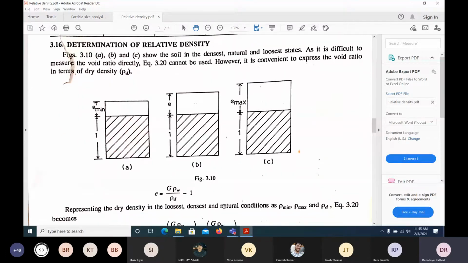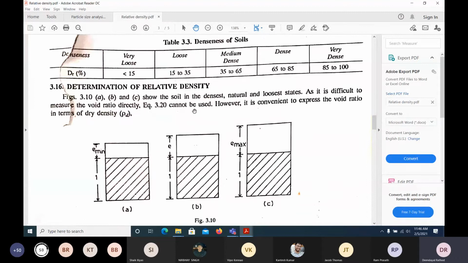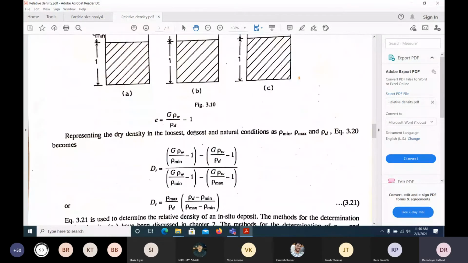So once you know the dry density, where do you get the dry density from? From the bulk density. And specific gravity and density of water we know, so we can find out e. But how to find out the e max and the e minimum? So there are some experiments also. In the guide it is given, representing the dry density in the loosest and densest condition and the natural condition. See, it is very difficult to measure and represent this e, instead of e max and e min, let us write in density terms.